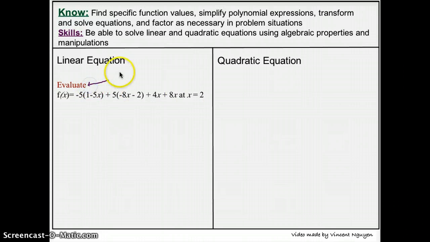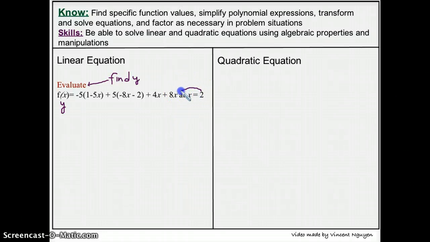Okay, so they want you to find y at a certain x value. Find out what y is. That means I want you to find the y coordinate of this function when x is equal to 2. So in order to do that, we're going to have to take the value 2 for x and substitute it in wherever we see an x.